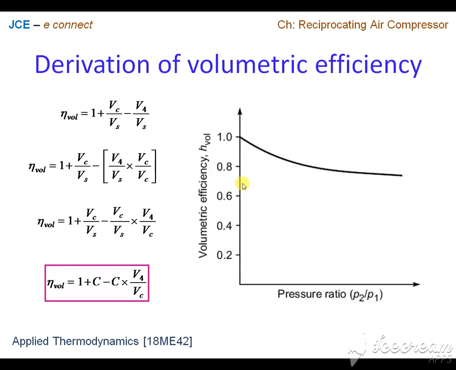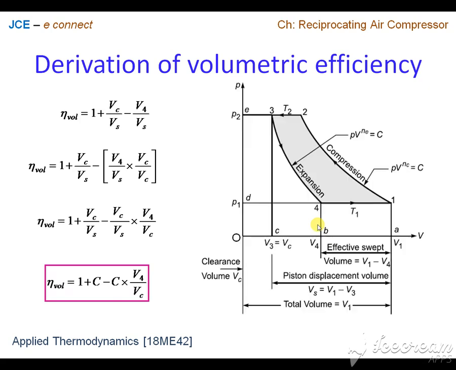Now it has been observed that with increase in pressure ratio there is a decrease in the volumetric efficiency. This is mainly because if you look into the PV diagram, to obtain a higher pressure ratio, that will take place at the cost of reduction in the clearance volume. Therefore, the suction stroke increases. As a result of this, the volumetric efficiency decreases.